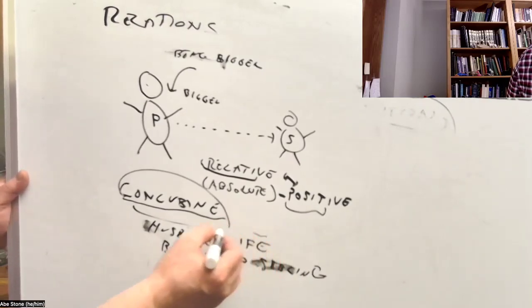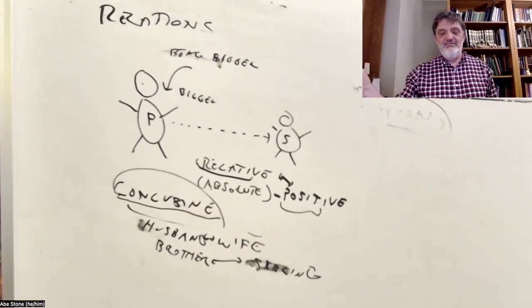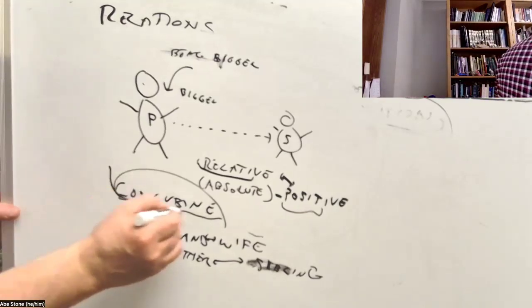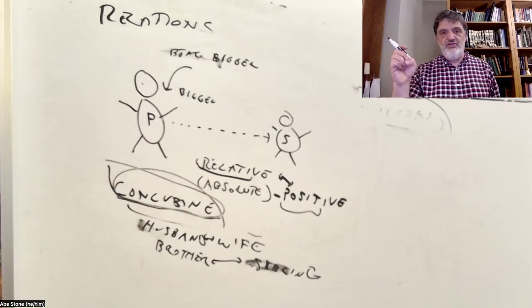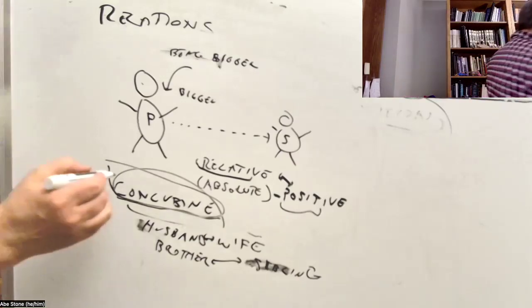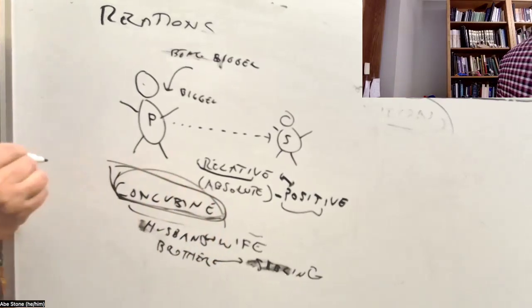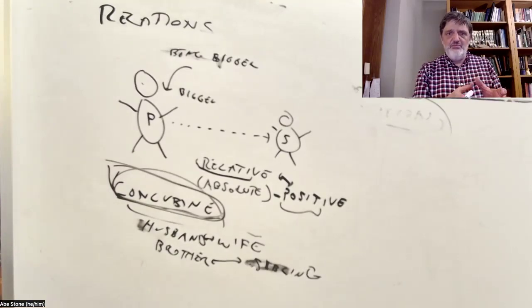So Locke says in these cases where there's a term for the correlative, we notice that it's a relation. But in this case, where there's no special term for the correlative, like there's no special term for the person who has a concubine, then we start to think of this as somehow absolute or positive, even though there's clearly a relation involved in it.